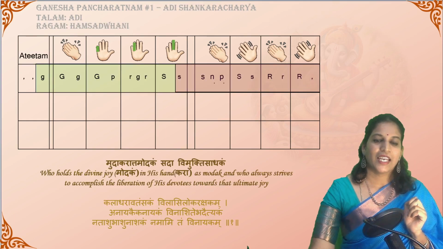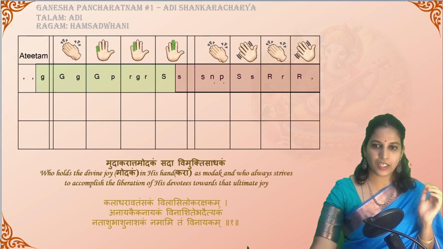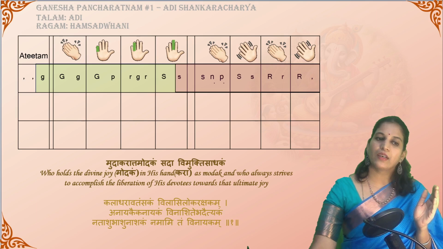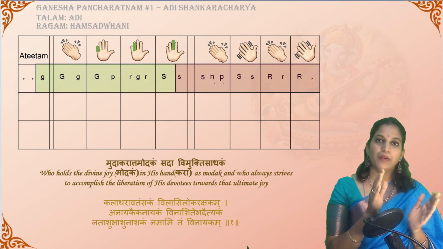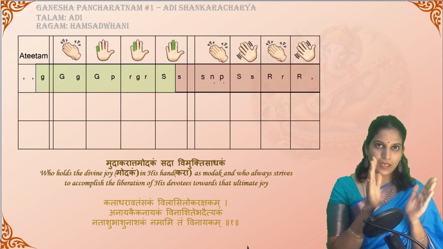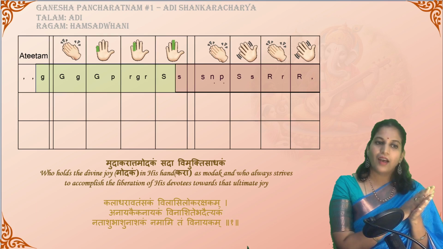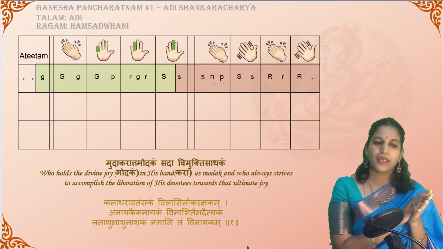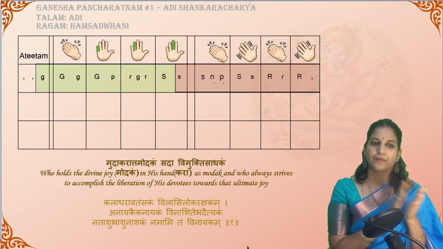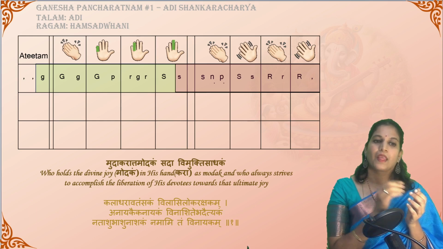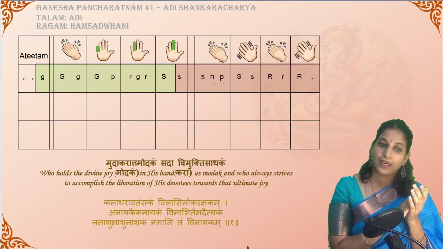Now, let us sing this swaram carefully, looking at the aksharams sung in each beat. Look at the green highlighted area. Remember, there is Ateetam, so you sing ga and then start hitting the first beat. Ga ga ga ga pa re ga re sa. Sa sa ni pa sa sa re re re.